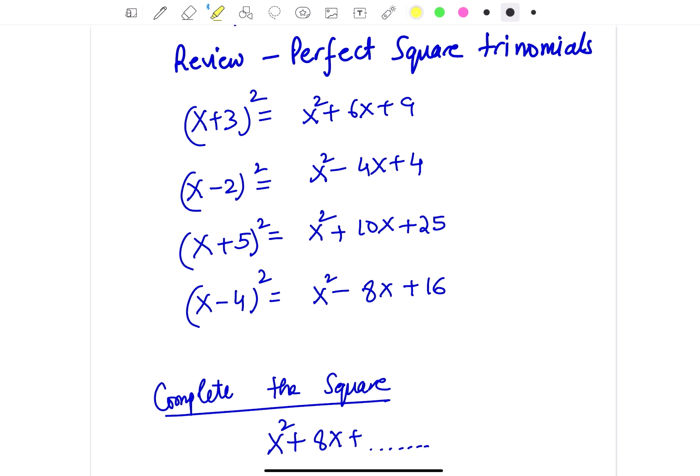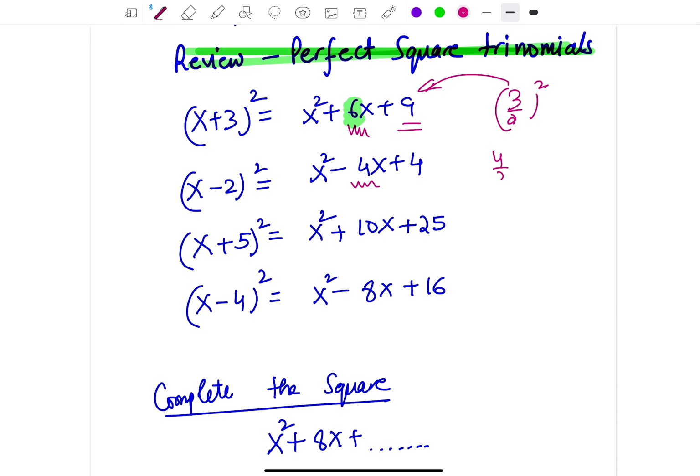Now, review of perfect square trinomials. In the previous section, we looked at perfect square trinomials by FOILing. So there are some binomials I have FOILed. Let's see a quick relationship between the middle term and the last term. In all these, the middle term is 6 in the first one and the last term is 9. So if I cut the middle term in half and I square it, I get the last term, right?